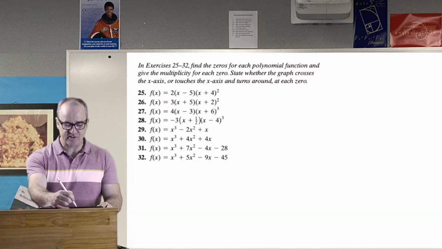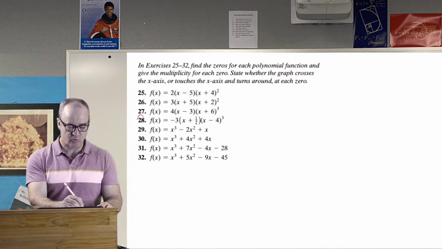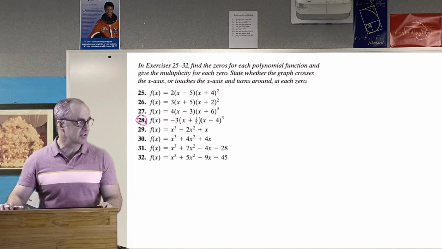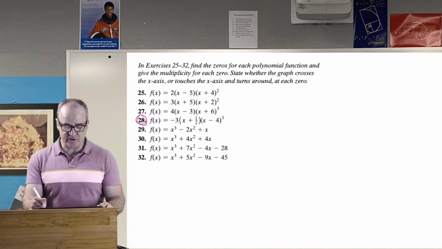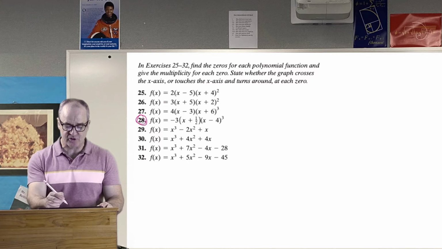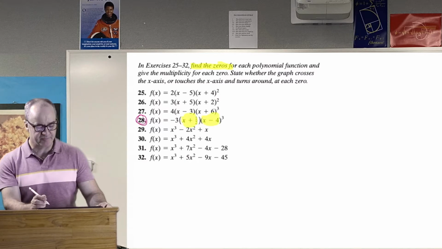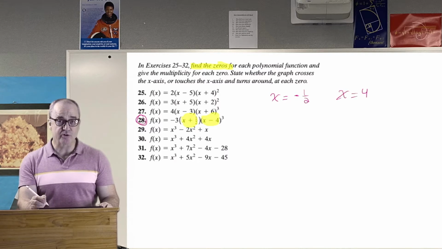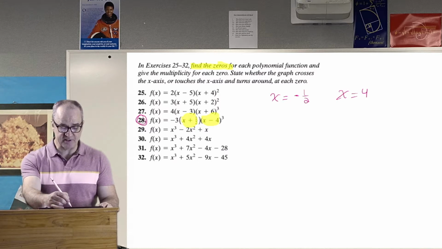So she asked about number 28 here, and she just wanted to make sure she was doing it right. Perfectly good reason to email. The directions say find the zeros for each polynomial function. The zeros are pretty easy to find when they give it to you in factored form. So the zeros are x equals negative 1/2, x equals positive 4. Those are two places it hits on the x-axis. Then it says give the multiplicity for each zero.